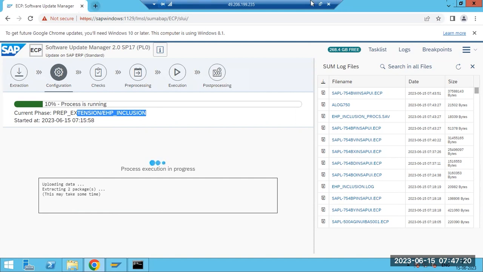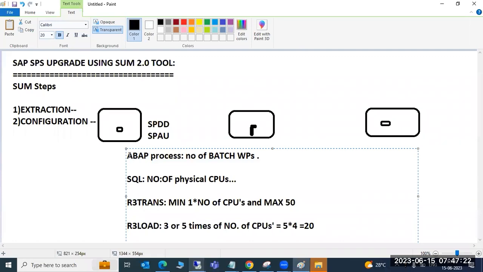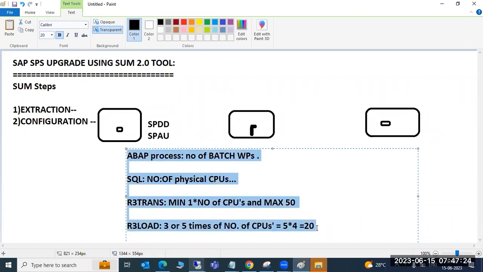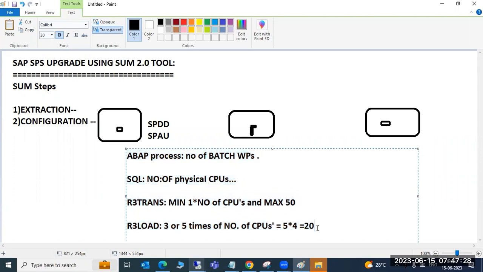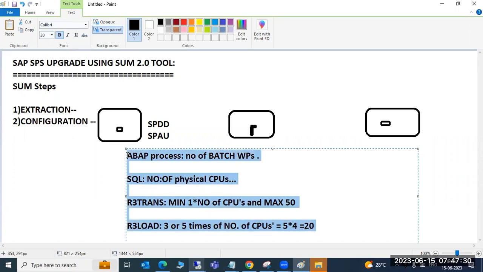This is very important for you throughout your SAP career, really important. Like that, you have to do the configuration of the parameters. Any questions from anyone?